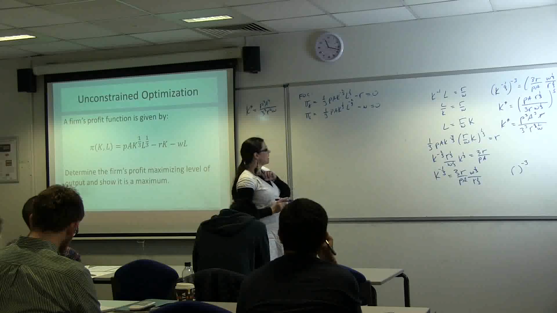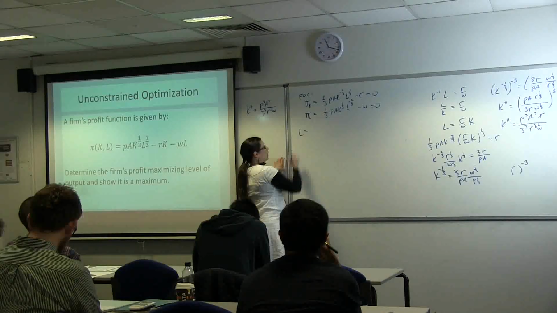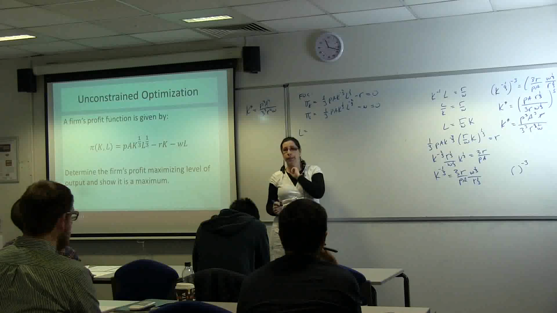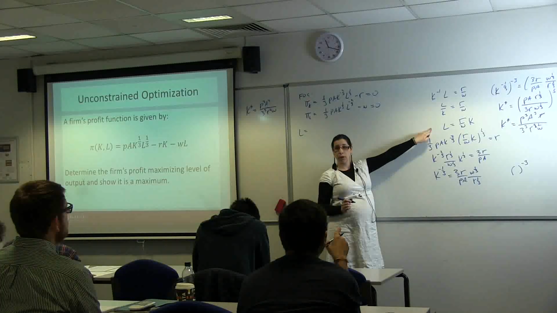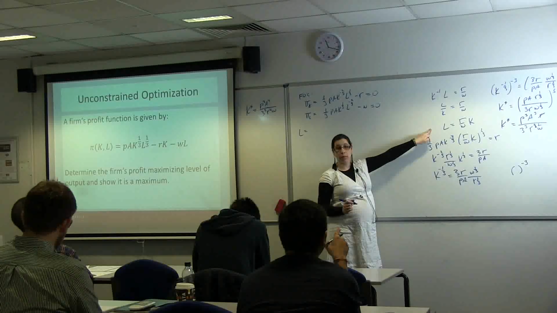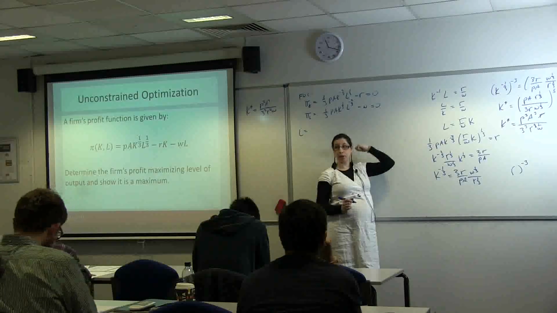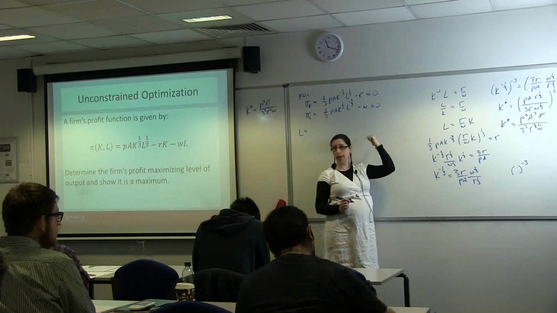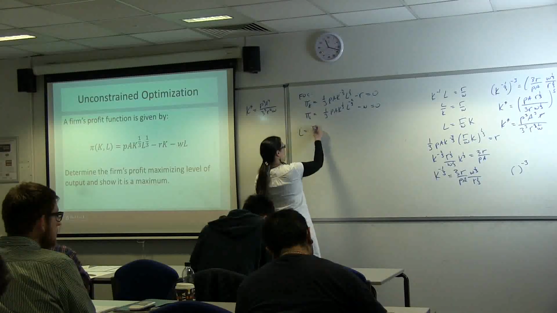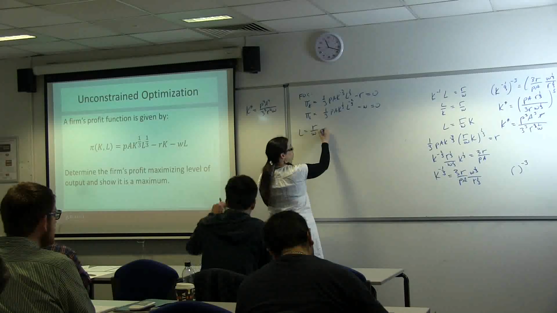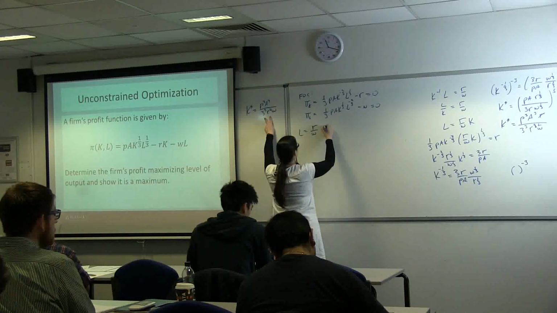So when you want to find L, where do you substitute back? Into here. Okay? Because that is a simpler way of finding L rather than going back to the original equations. You could find it there as well, but it's faster and simpler. So L is R over W times K, which was this.